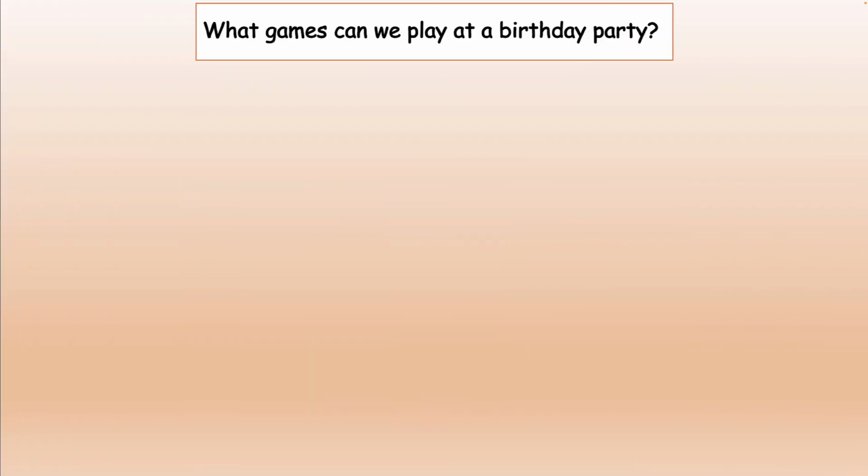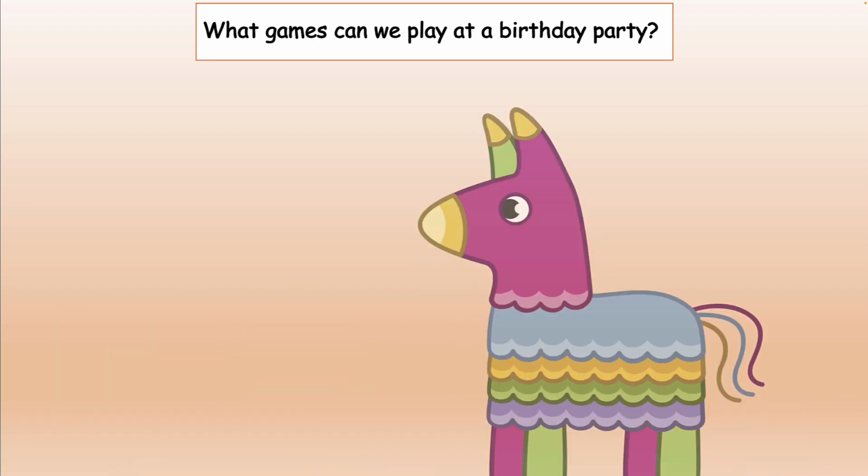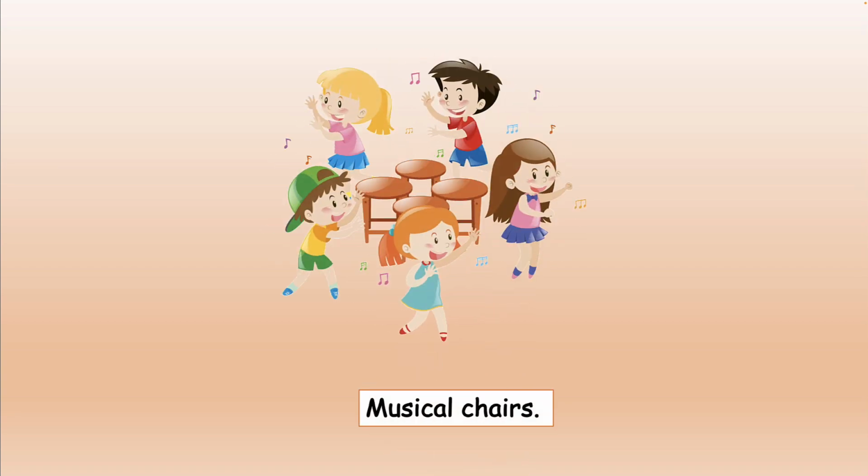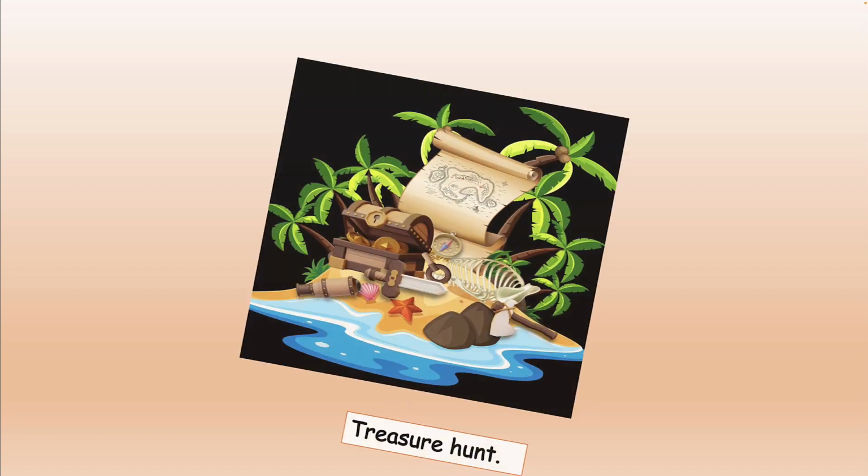What games can we play at a birthday party? Pinata. Musical chairs. Treasure hunt.